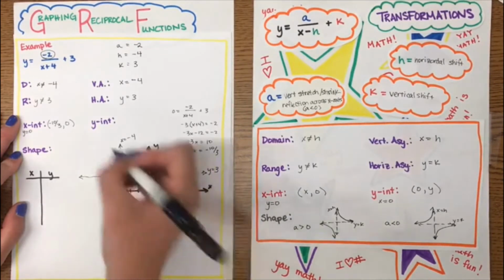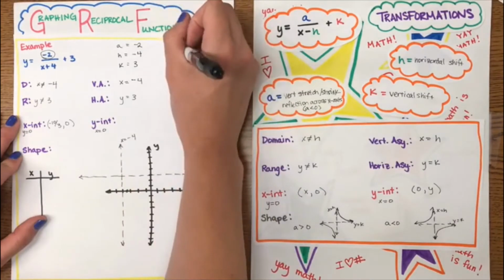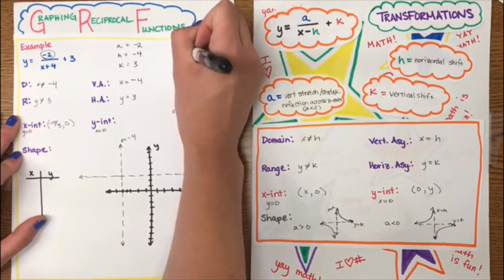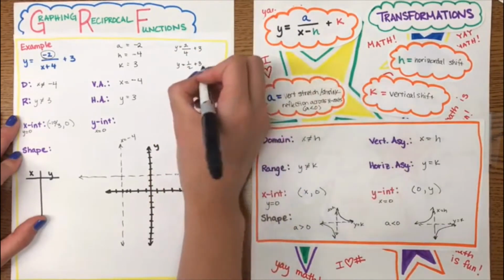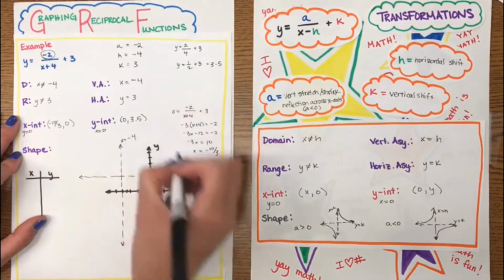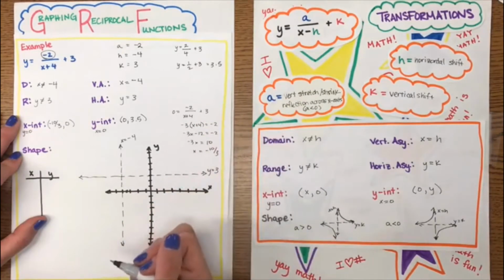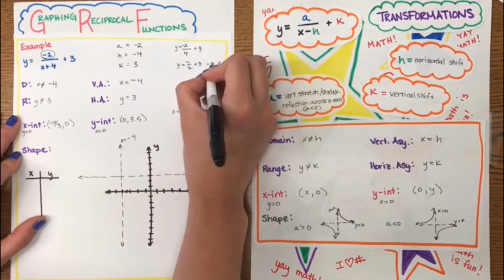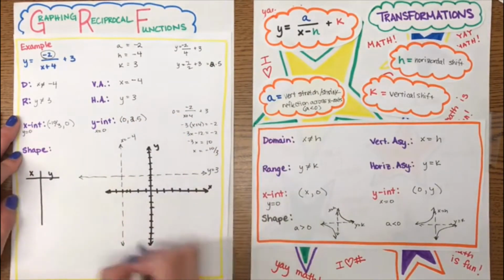That's my x-intercept. And my y-intercept is when x equals 0. So when x equals 0, I get y equals -2 over 4, plus 3. This is -1/2 plus 3. Or wait, this should be -2 up there, so that's -1/2. So this should be 2.5. That makes more sense. 2.5. So I have that point there.